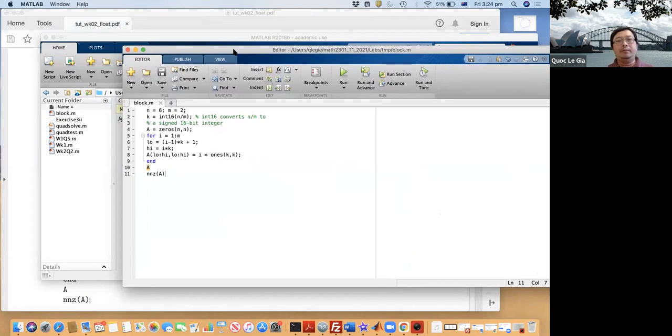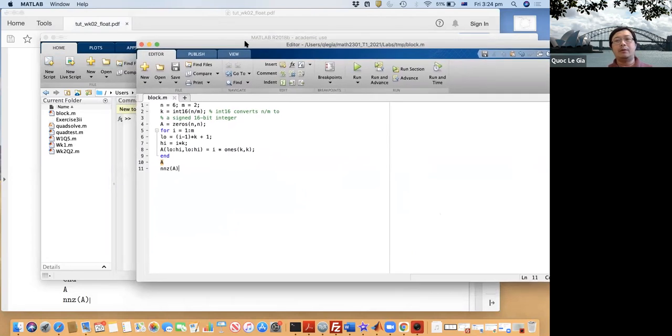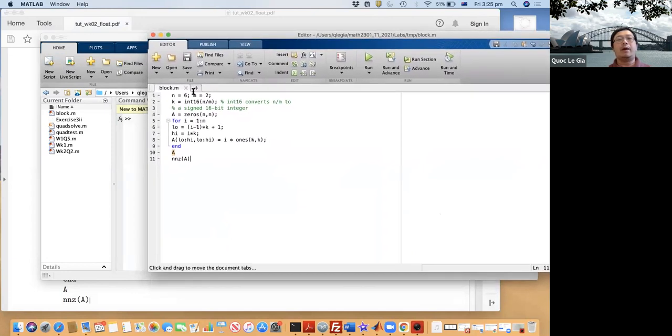So now the script looks like this. You set n and you set m: n equals 6, m equals 2, and then k is integers. This just means that k is integers of 16 bits. You take the fraction n over m, but this special command just says that k is an integer, 16 bits, instead of 64 bits. And then you set a matrix A equal to a zero matrix of the size n times n.